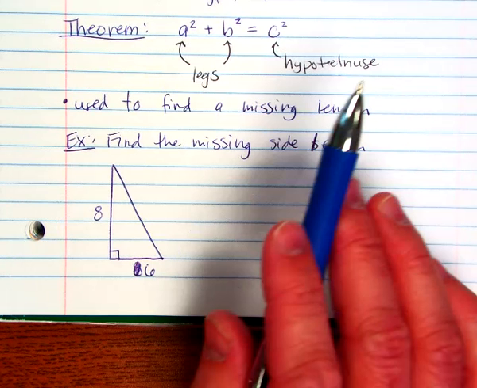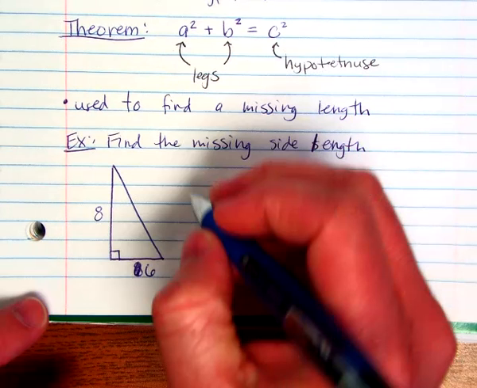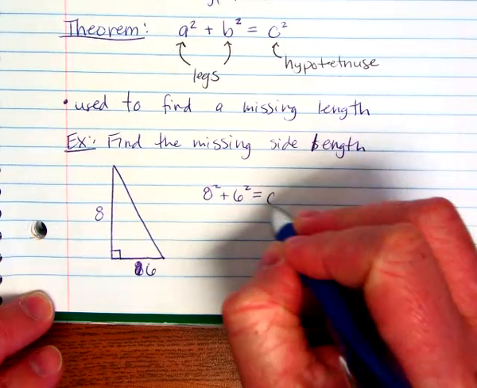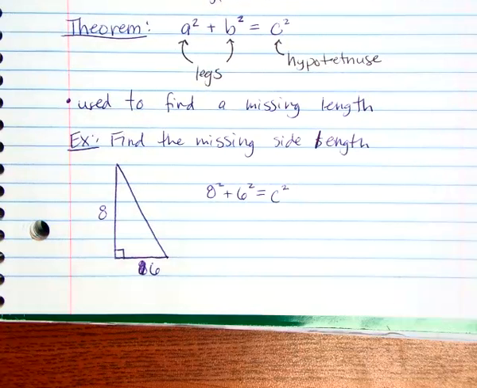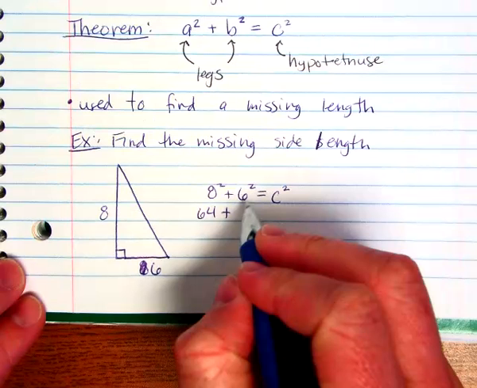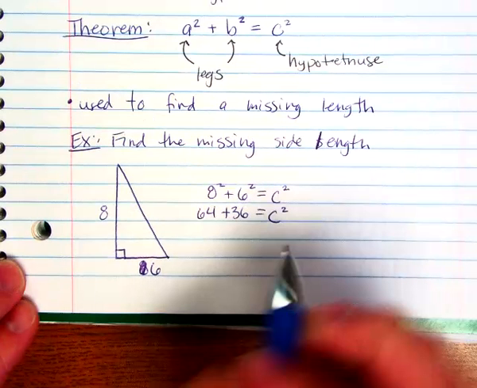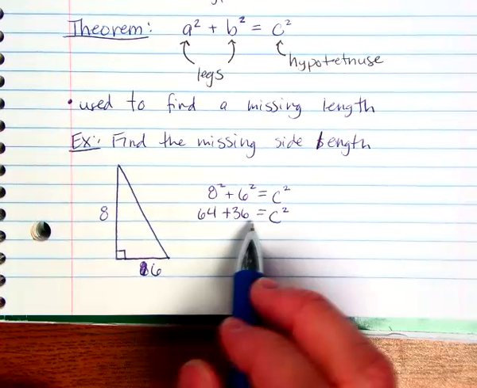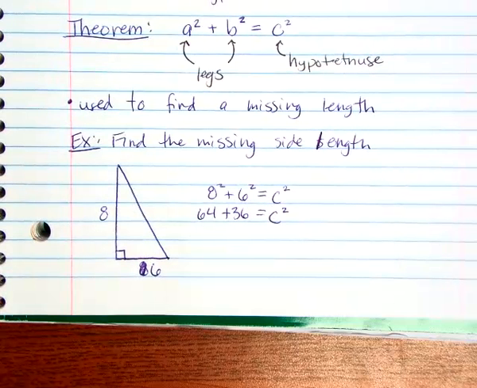Legs are legs. So I'm just going to say this is 8 squared plus 6 squared equals, and we don't know the hypotenuse, so I'm going to leave it as c squared. If I add these up then, 8 squared would be 64, plus 6 squared would be 36, equals c squared. Add these together, please. 64 plus 36, what does that make? Makes an even 100. Very good.